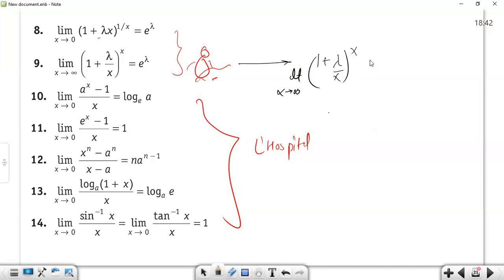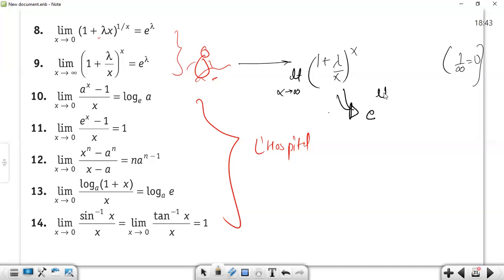If we directly substitute the value of x, which is infinity, then it will come out to be 1 plus, because 1 by infinity is what? 0. Am I right? So 1 by infinity is 0. So 1 plus 0 raised to power infinity will also come out to be an indeterminate form. So let us apply that monkey trick and solve this limit.